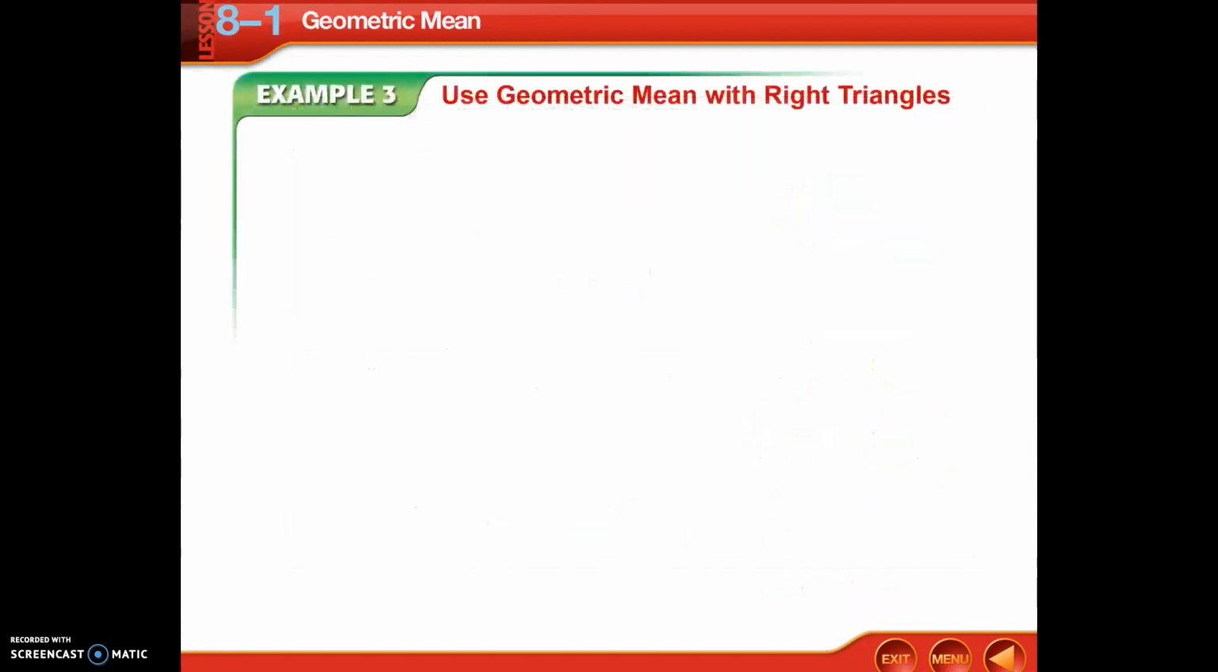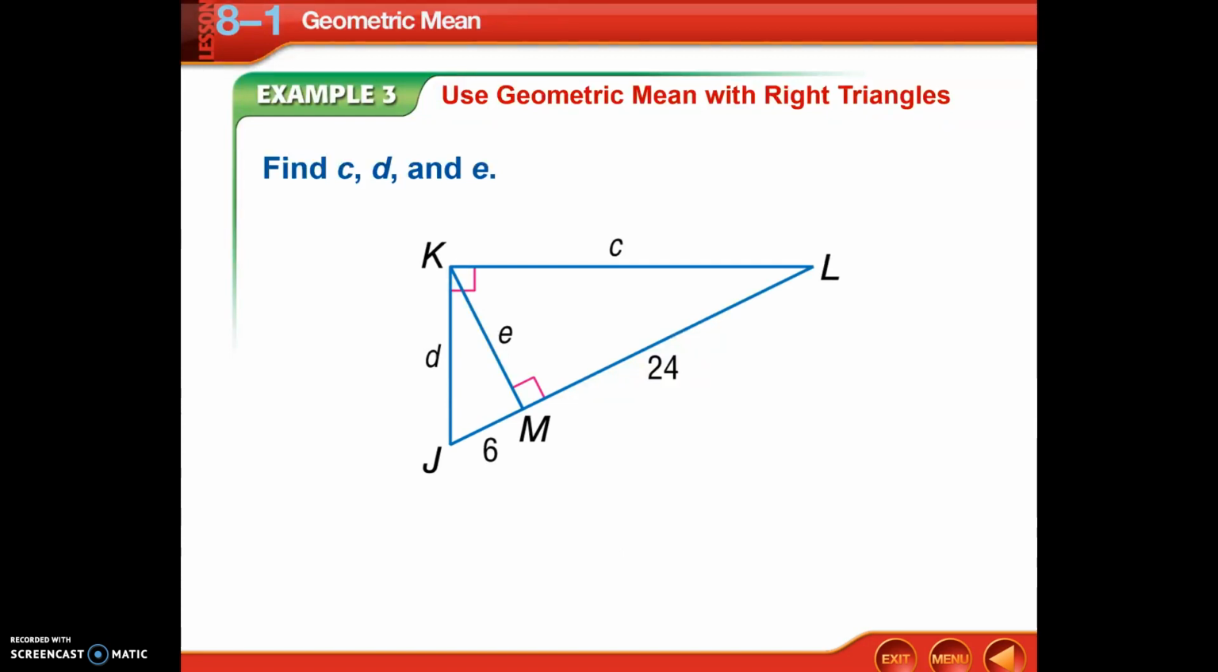All right, so let's look at one, finding CDE. So we know E is the geometric mean between 6 and 24. So E equals the square root of 6 times 24. We're going to need this full length, so let's find that. So we get 12.